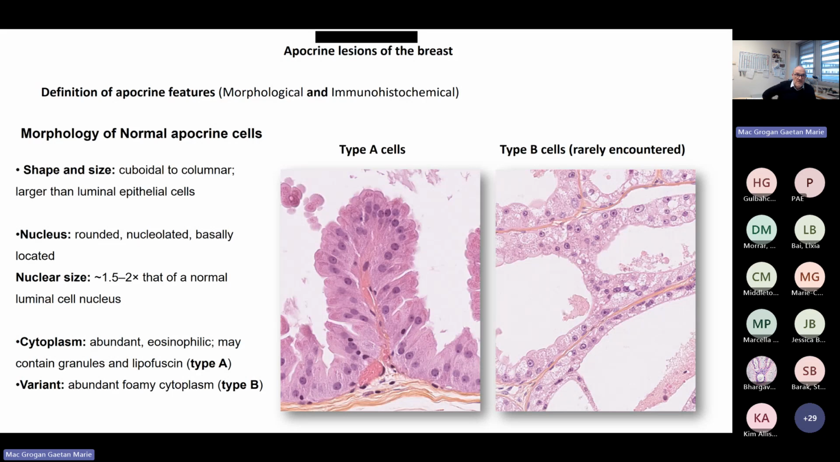these cells. Concerning the morphology of normal apocrine cells, they are larger than normal luminal epithelial cells. Their nucleus is rounded, nucleolated, and often basally located. The nuclear size of an apocrine cell is 1.5 times to 2 times that of a normal luminal cell nucleus. The cytoplasm of normal apocrine cells is abundant, eosinophilic, and may contain granules and lipofuscin. This is the type A apocrine cells, the most common form of apocrine cells. There's a very uncommon form of apocrine cells where the cytoplasm is abundant and foamy. It's type B cells.